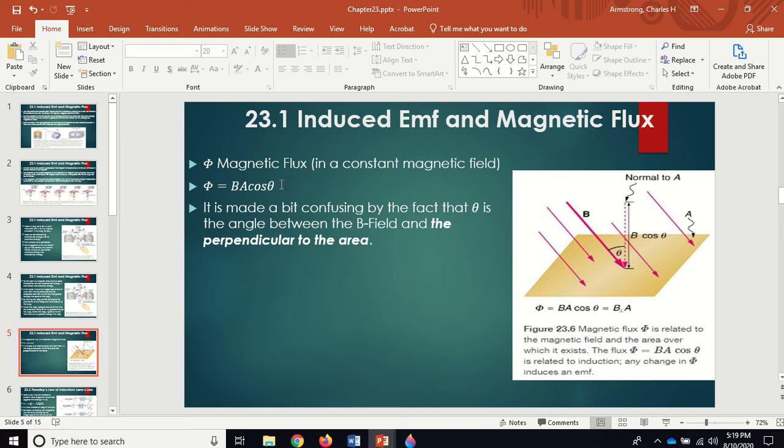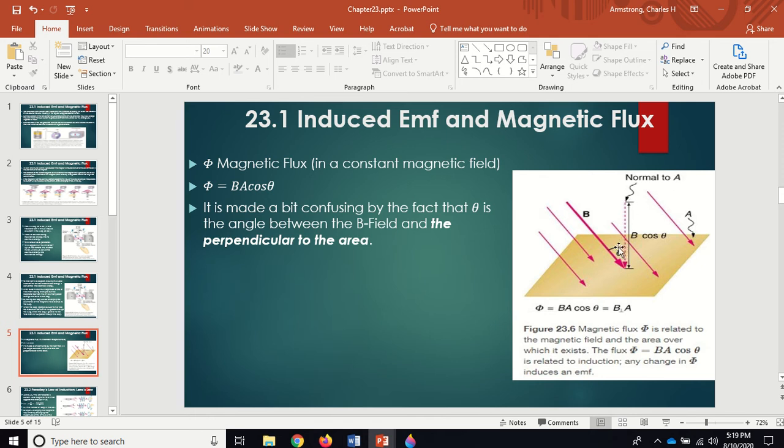Now here's where we have to be careful. And I don't think you have any problems where this is going to be something, but there are problems where we could run into this. It's not the angle between the magnetic field and the area. It's the angle between the magnetic field and the perpendicular to the area, or the normal to the area, okay? It's this angle here that we're interested in, okay?